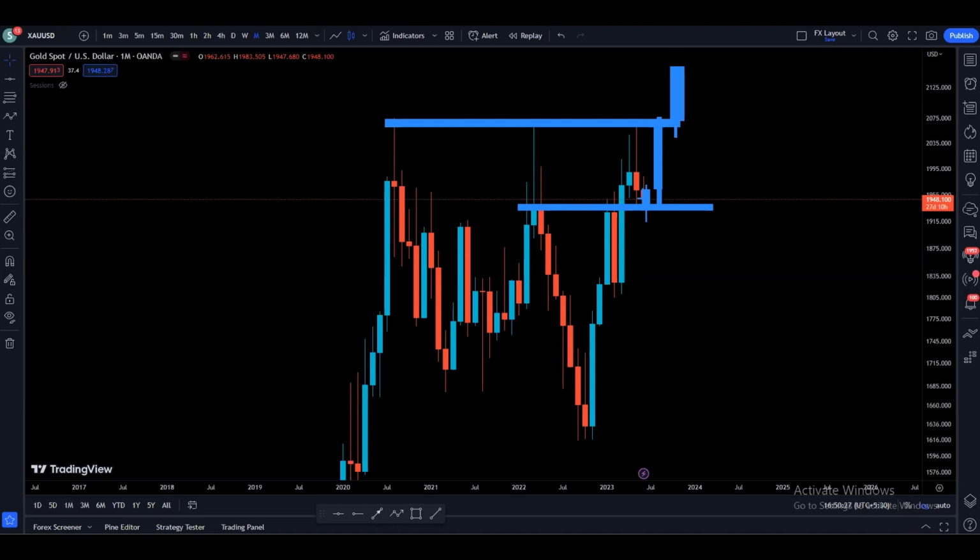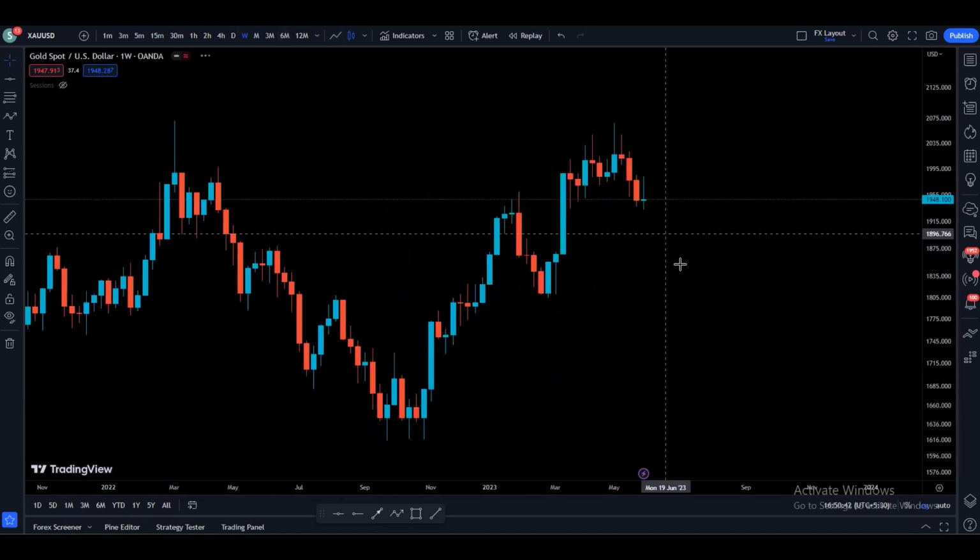And at the same time, as I mentioned, if we close bearish below this support, then there is a pretty high probability price may come down to the support and more supports on the left hand side. So now let's go to the weekly time frame to see more details.